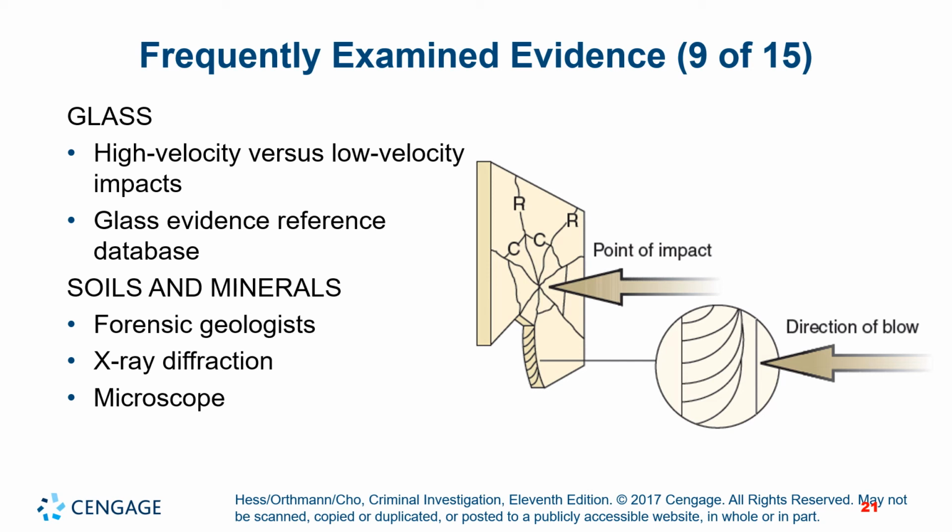X-ray diffraction involves X-raying rocks and other geological types of samples, and that can show the type of rock, where it was formed in a specific geological area. And microscopes are often used in soil samples because the soil includes pollen, needles from trees, leaf stems, bark, the type of soil that is present, etc.